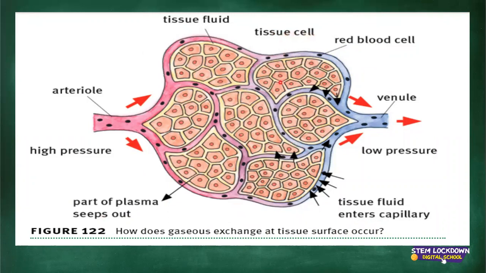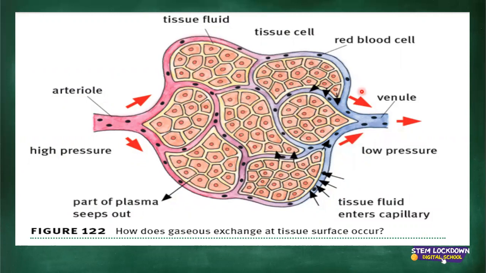Remember when we mentioned a tissue is made up of a lot of other cells. It's a combination. You see these are cells, lots and lots of cells. They make up a tissue. Tissue cell there. This is the tissue fluid. This is the arteriole. There's high pressure over here. The part of the plasma that seeps out is over there. Tissue fluid enters the capillary, and that's the indication that it enters the capillary this way.